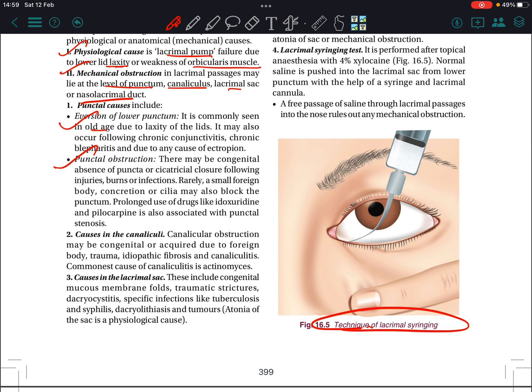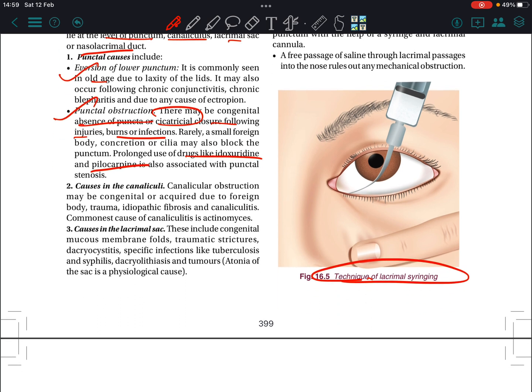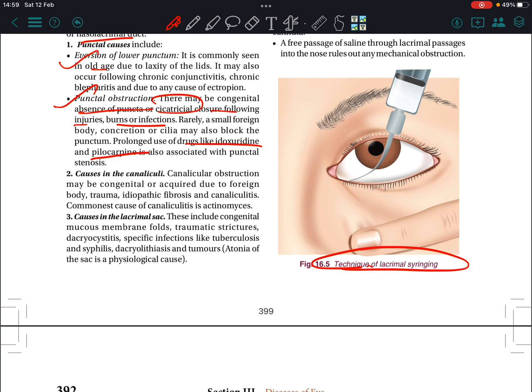lids. It also occurs due to prolonged use of drugs like hydroxyurea, pilocarpine, etc. Punctal obstruction: there may be congenital absence of puncta or cicatricial closure following injuries, burns or infection. Rarely a small foreign body may be lodged in that area. Causes in canaliculi: canalicular obstruction may be congenital or acquired due to foreign body, trauma, idiopathic fibrosis, etc.